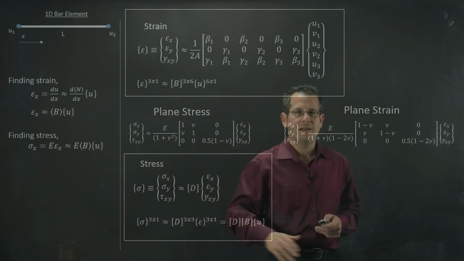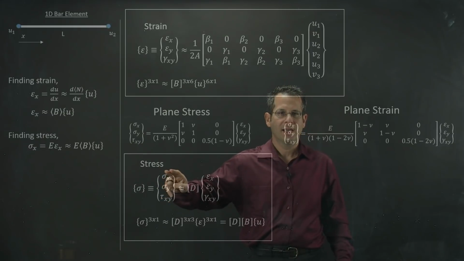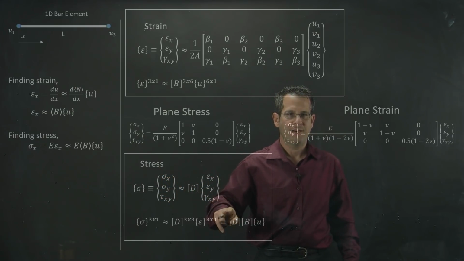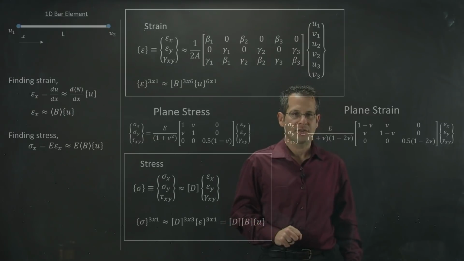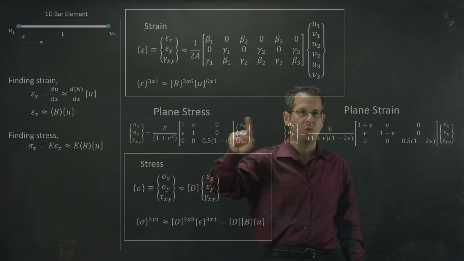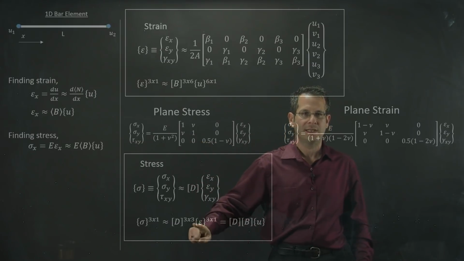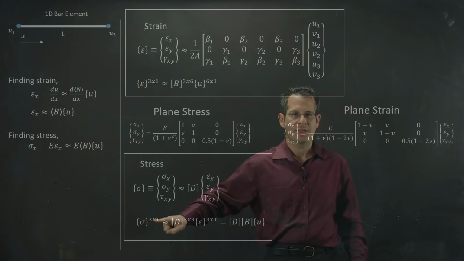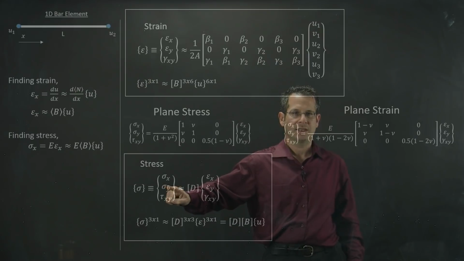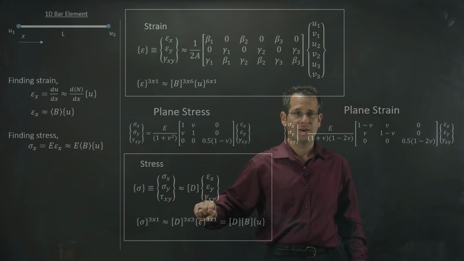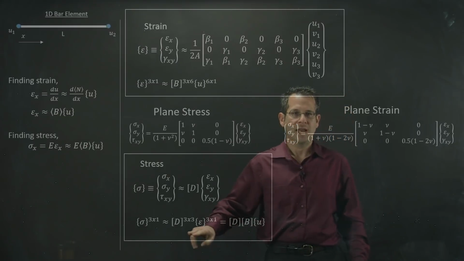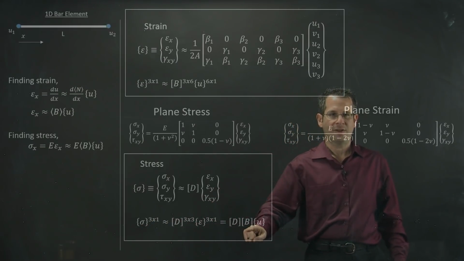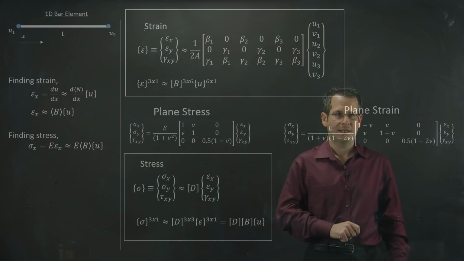So I can find my stress by multiplying my strain vector by my D matrix. My strain vector is a 3 by 1. My D matrix, either one, depending on the problem I use, is a 3 by 3. That'll yield a 3 by 1, my stress vector: normal stress in the x direction, normal stress in the y direction, and shear stress in the xy direction. Notice I could also write stress as my D matrix times my B matrix times my displacement vector.